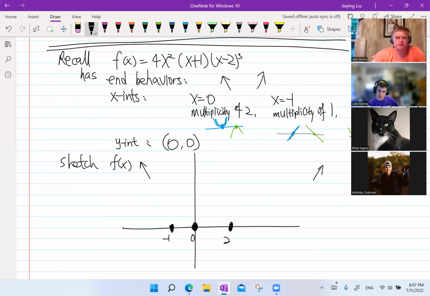So how do we draw the shape? Well, we begin with one end. It doesn't matter whether we begin from the right end or the left end.